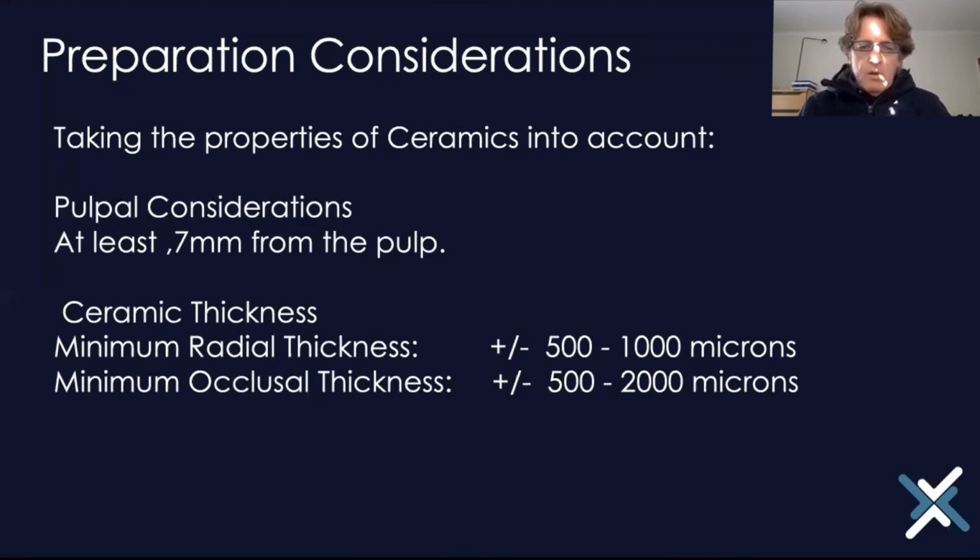For ceramic material, the minimal thickness on the radial edges is mostly by manufacturer prescription, and these are normally in the region of about 500 microns. You can go a little bit thinner, but then remember you still have to deduct 120 odd for your spacer. On the occlusal thickness, if you are going to use a good old feldspathic porcelain crown in the posterior component, you need 2,000 microns. If you are going to use zirconia, you can go down to 500. Emax nowadays says that they can go to 500, but please remember, you still have to deduct your spacer material.